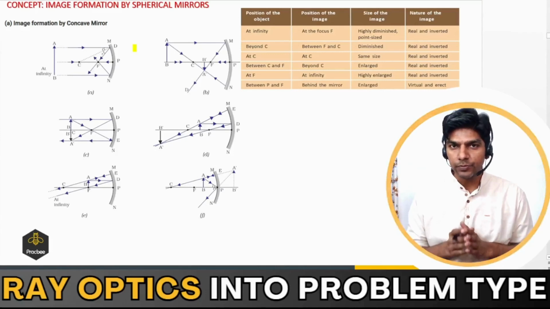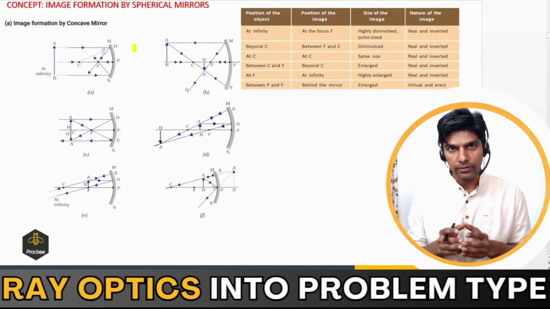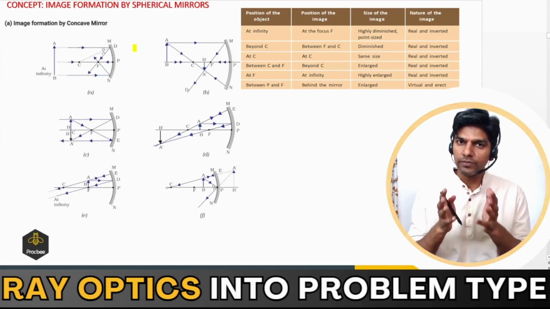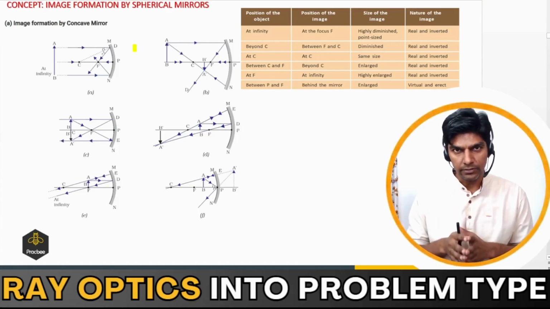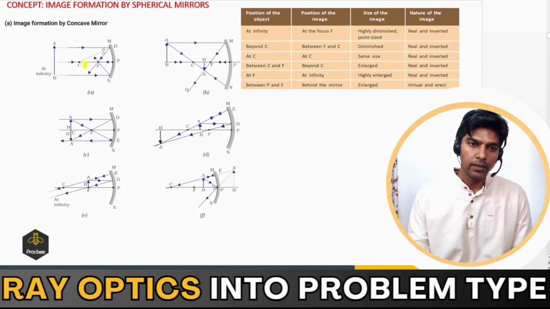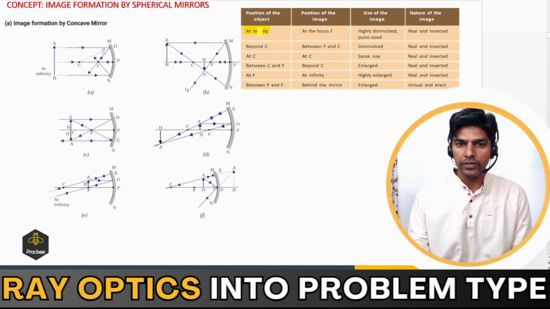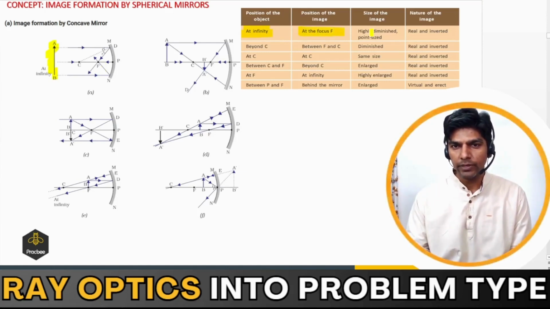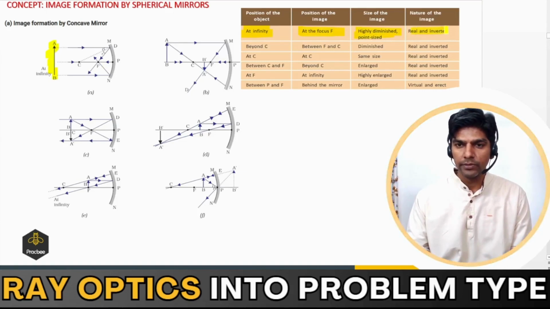Now let us see the next problem type, and it is based on the image formation by spherical mirrors. There are two types of spherical mirrors, concave and convex, and you must have studied about these in class 10th. Now let us see the different cases in the case of a concave mirror. If the object is placed at infinity, then the image will be formed at the focus, and it will be a real and inverted, highly diminished image, right? So it will be at focus, highly diminished, real and inverted.